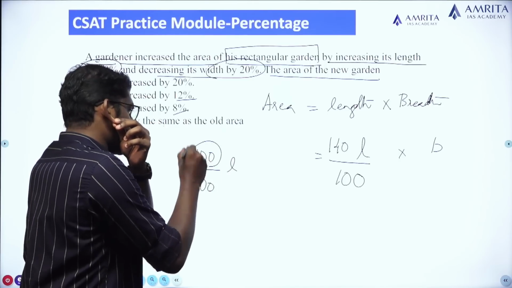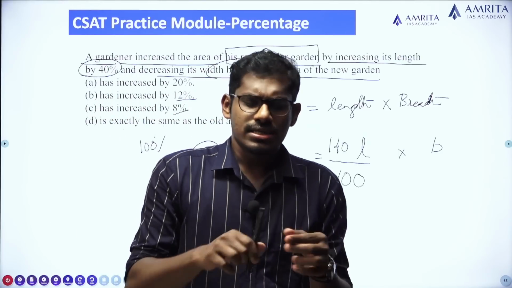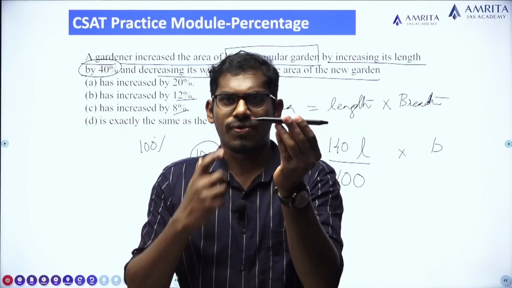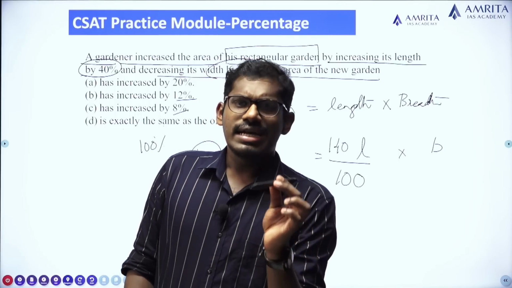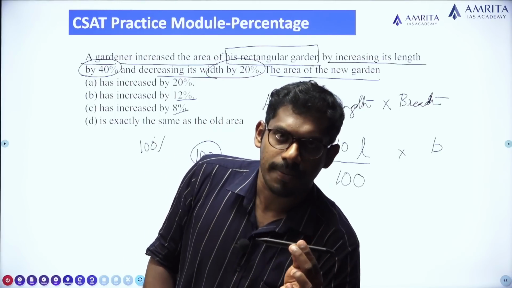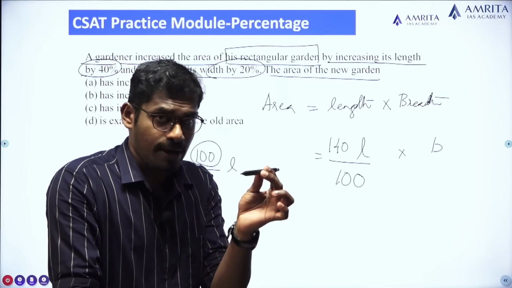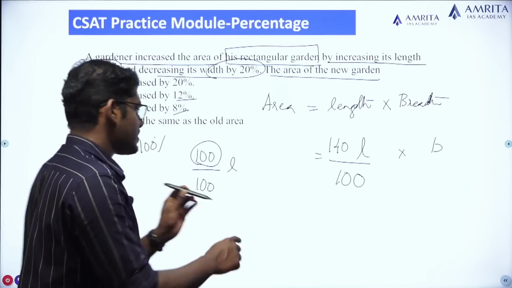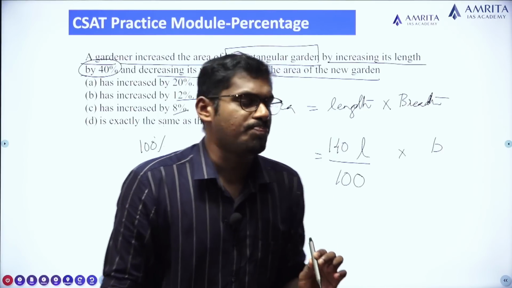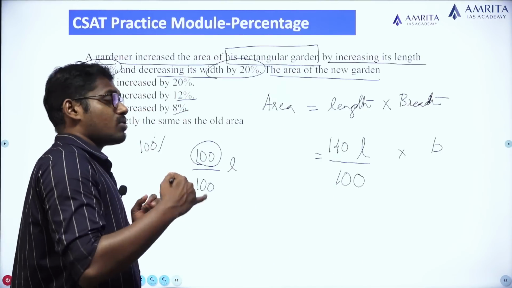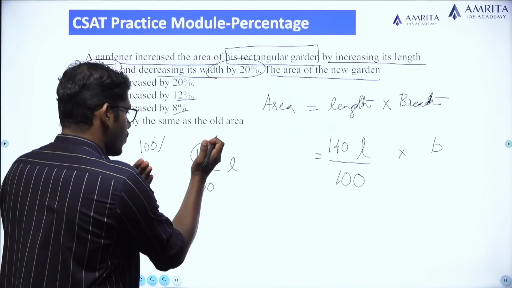Why I said 100 here means the 100%. Because the initial length, suppose this pen is of 15 centimeter length, which means that it is a 100% length of this particular pen. Clear? Similarly, I can say 100 by 100 into 15, which is definitely 15. Clear? Okay. Now, if the length of the garden has increased by 40%, then what can I write here?